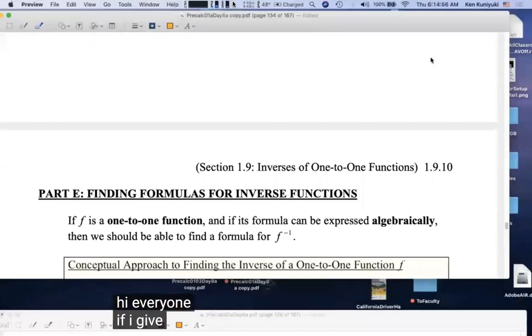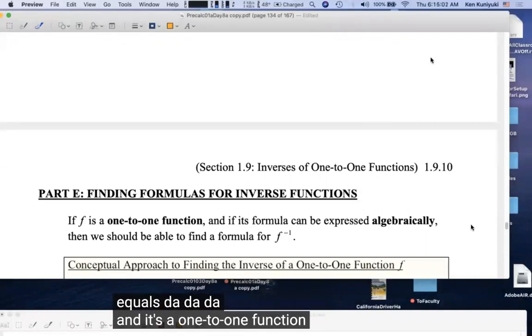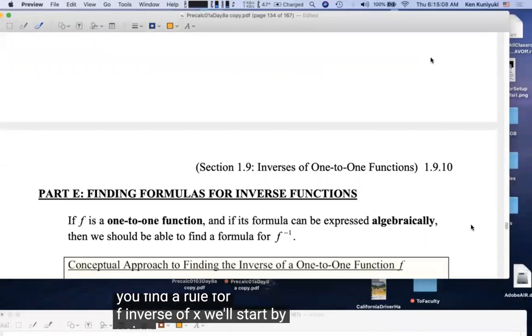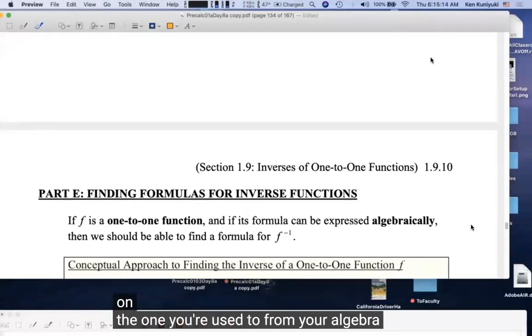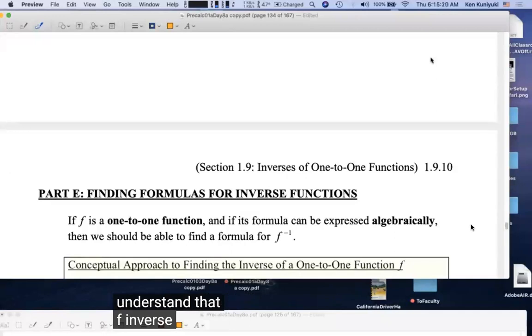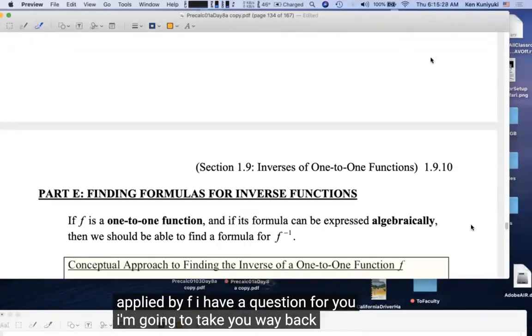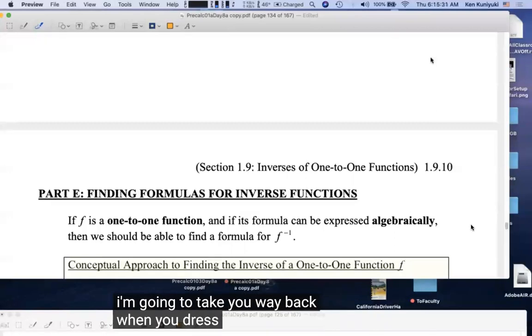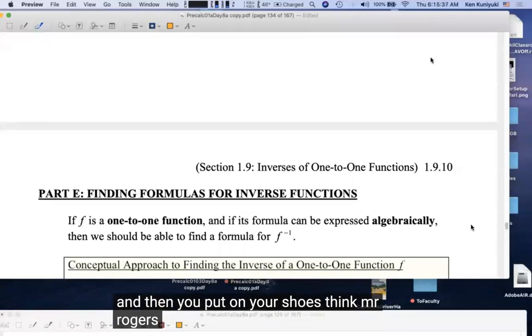Hi, everyone. If I give you a function rule, f of x equals ..., and it's a one-to-one function, how can you find a rule for f inverse of x? We'll start by using a conceptual approach, and then we'll show a mechanical approach later on, the one you're used to from your Algebra 2 class. Now, for the conceptual approach, understand that f inverse has to undo the process applied by f. I have a question for you. I'm going to take you way back. When you dress, you put on your socks, and then you put on your shoes. Think Mr. Rogers.